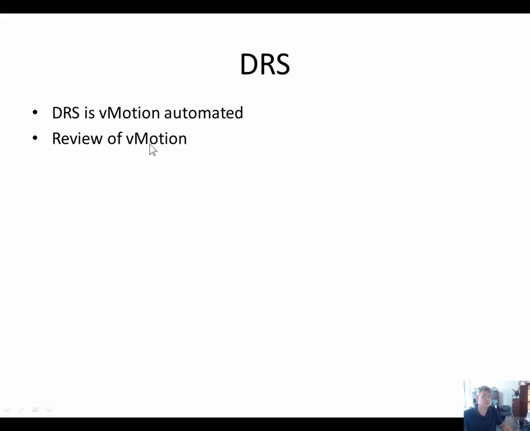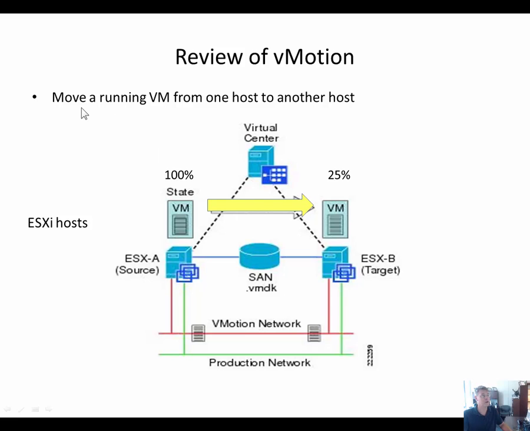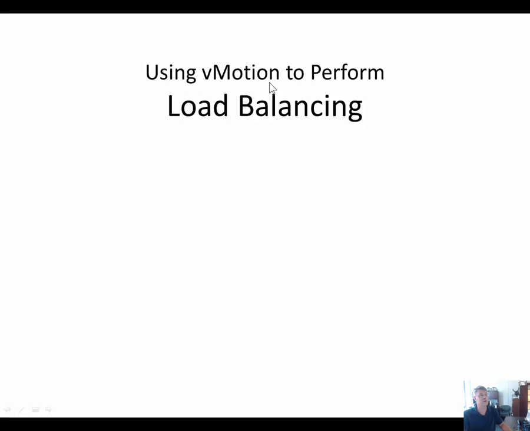So let's do a review of vMotion. As you recall, from a previous chapter, we saw that vMotion allows us to move a running virtual machine from one ESXi host to the other for the purposes of load balancing. So let's look at an example of using vMotion to perform load balancing.